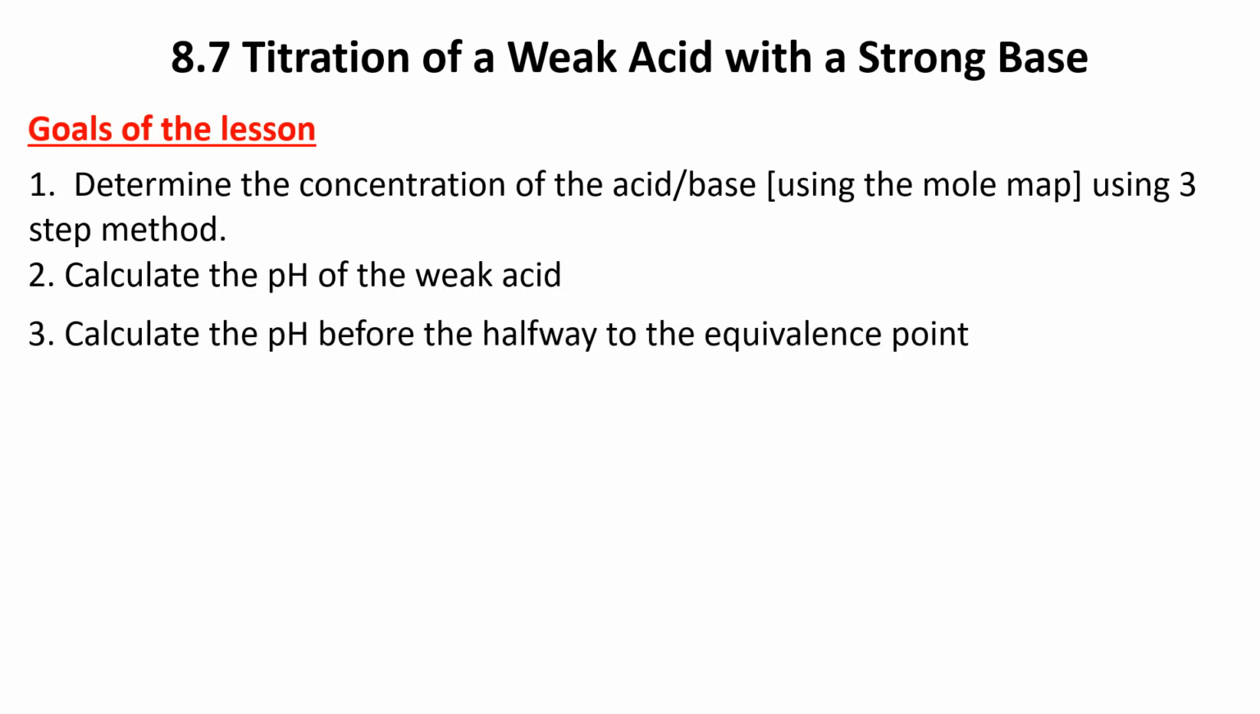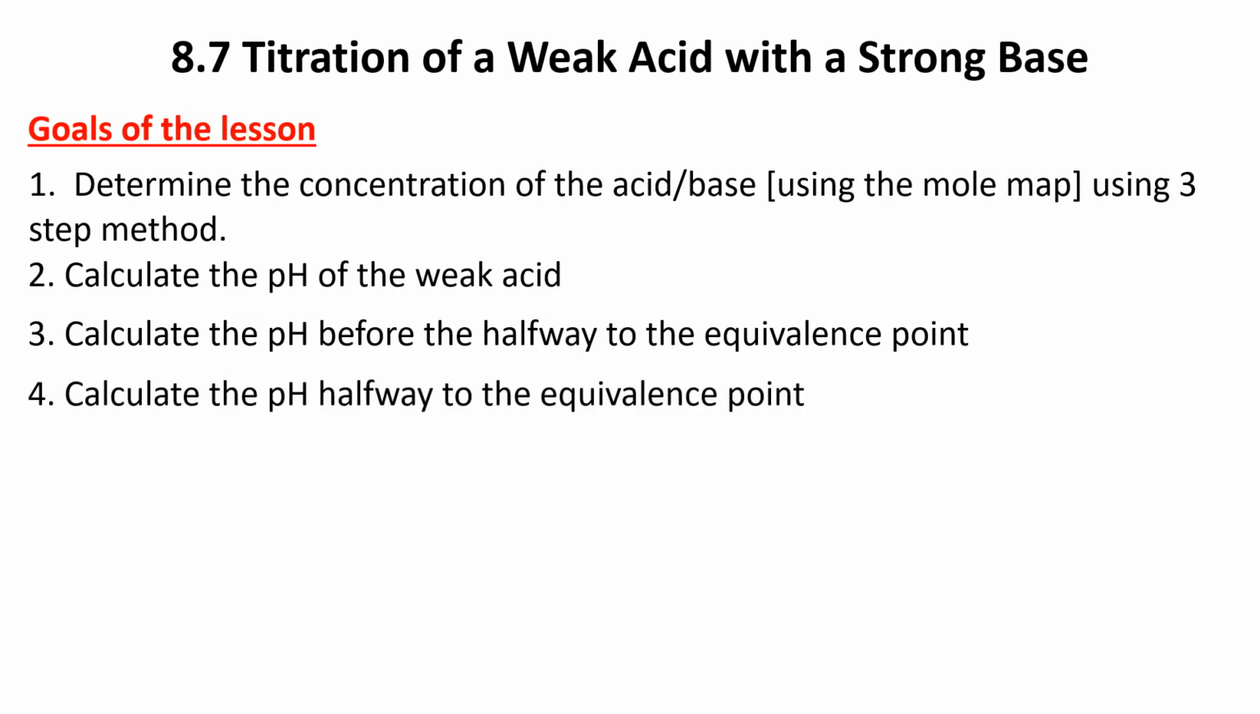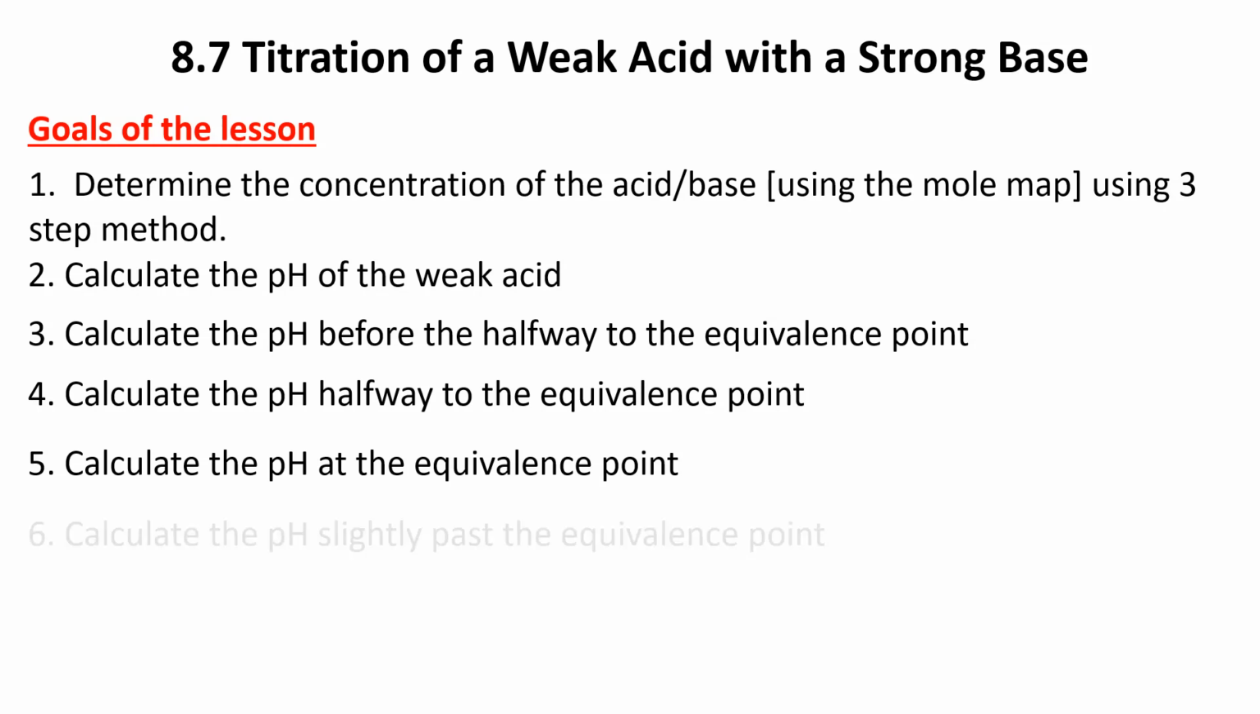Next, we're going to calculate the pH a little bit into the titration. Step 4, we're going to do it at the halfway to equivalence point. Equivalence is where the moles are equal. 5, we're going to calculate the pH at the equivalence point. So we're going to go from acidic to basic. And then we're going to calculate the pH just slightly past the equivalence point.